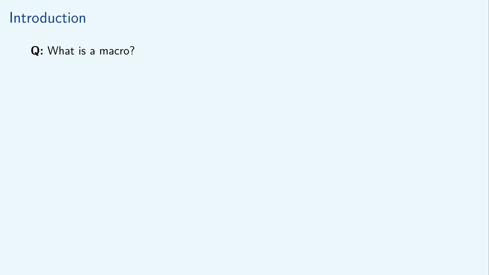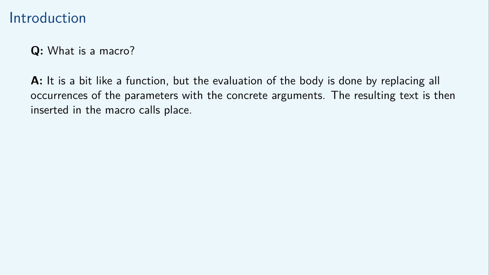It is more or less the same as a function, but the evaluation of the body is done by replacing all occurrences of the parameters with concrete arguments. The result of replacing those parameters of the body with concrete arguments is essentially a text string, and that text string is then inserted in the macro call's place.